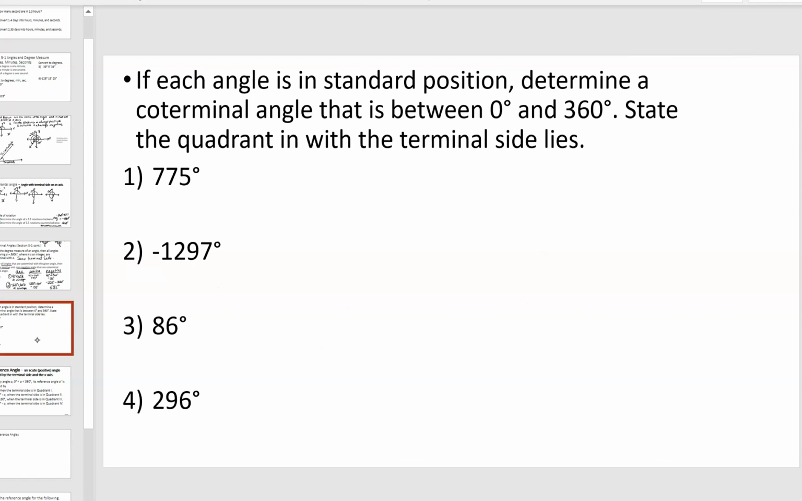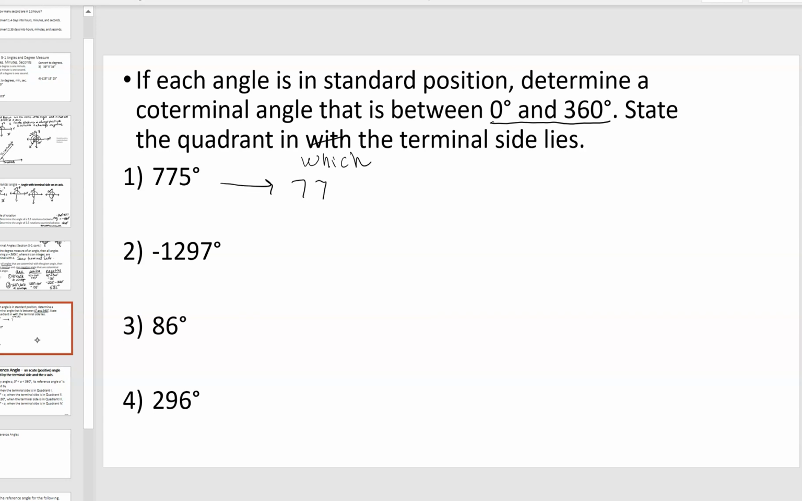All right, next slide. Now, here's what we're going to do with this one. If each angle is in standard position, determine the coterminal angle that is between 0 and 360. State the quadrant in which, this should say in which, the terminal side lies. So, ultimately, you look at the angle, and you're going to add or subtract 360. Okay, so this one's 775.